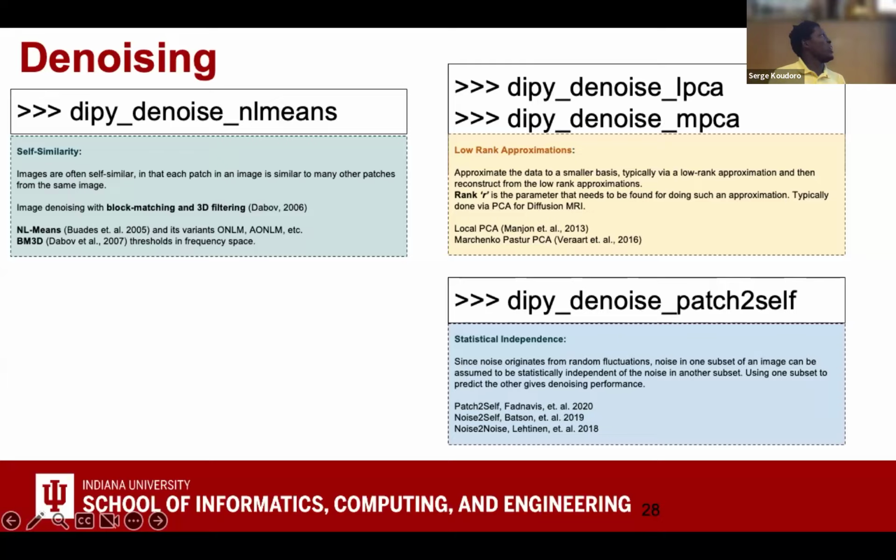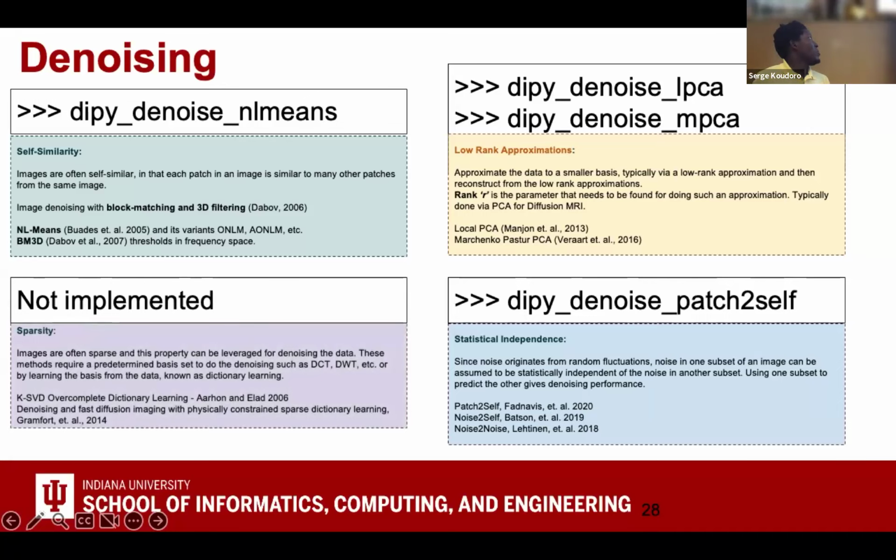that patch2self doesn't work well on Siemens scanners, but it works very well on all the other scanners. Why? Maybe because Siemens generates a different type of noise, and we need to look at what this type of noise is. And then you have the last category, which is sparsity with K-SVD. This is not really used in our field, so I won't talk about it, and we didn't implement it since it doesn't give a good result in our case in diffusion MRI.